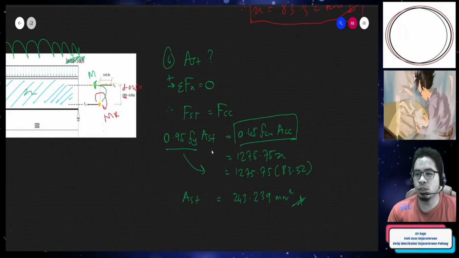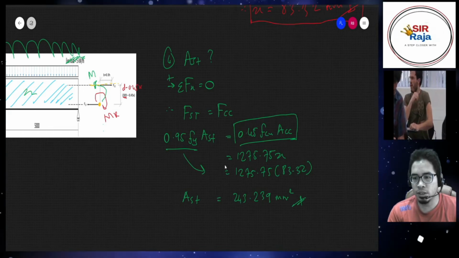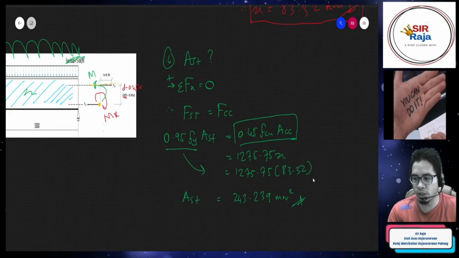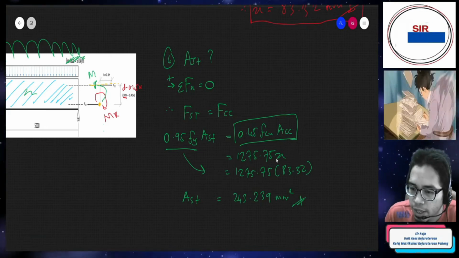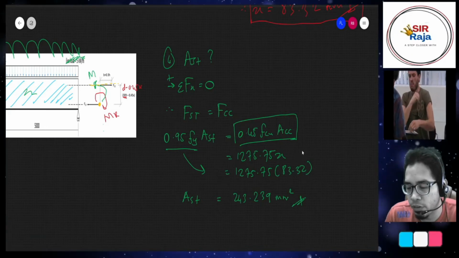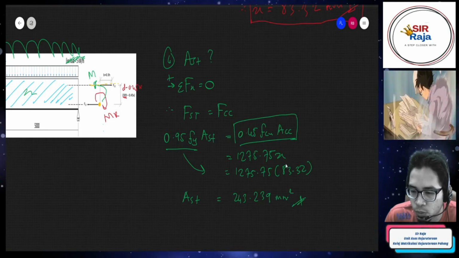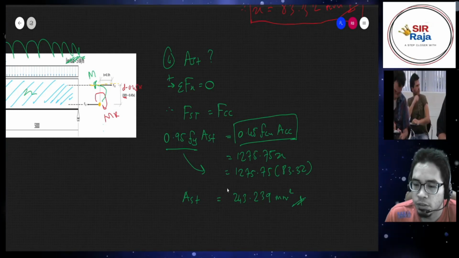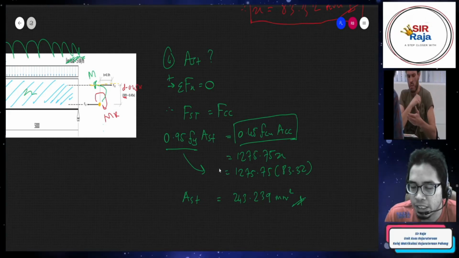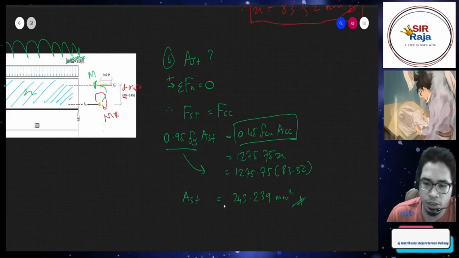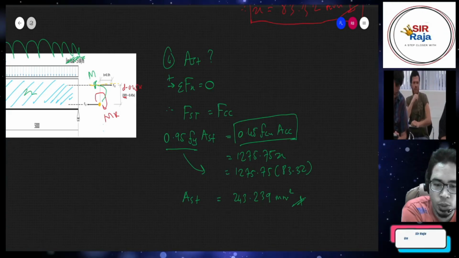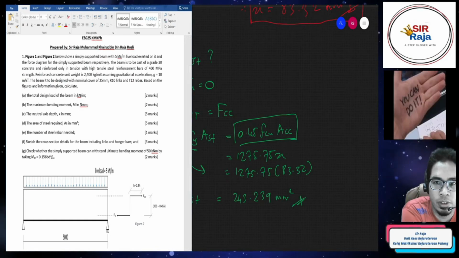I really suggest you show all the details. But for this one, I want to make this video a little bit shorter, so I'm not gonna show it in detail. But for your answer in SPM 2, it is much more recommended for you to show the details of your calculations. Now we have AST, and the next question asks us to check the number of steel rebar needed.